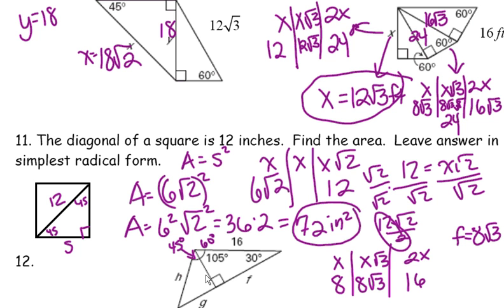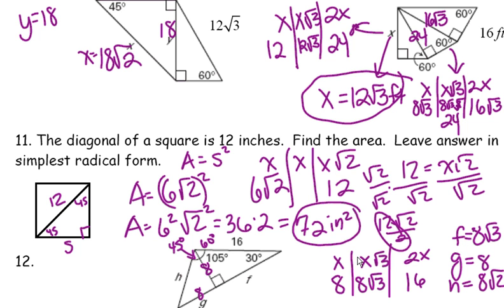Okay, but I need to find h and g. Well, the short leg of my triangle is 8, and that goes right there. If that's 8, and this is a 45, 45, 90 right triangle, then g must also be 8. So now I know that g is 8, and that means that my hypotenuse is square root of 2 times that, so my hypotenuse is 8 radical 2. And I've now found all of the missing pieces of my triangle.